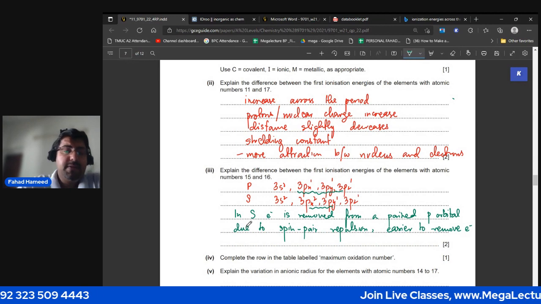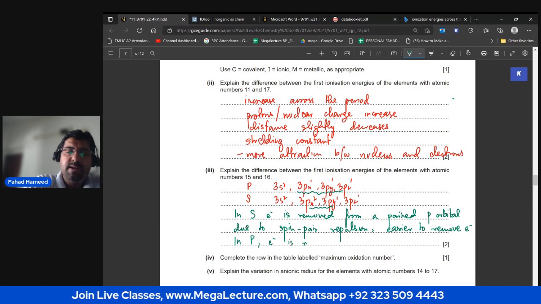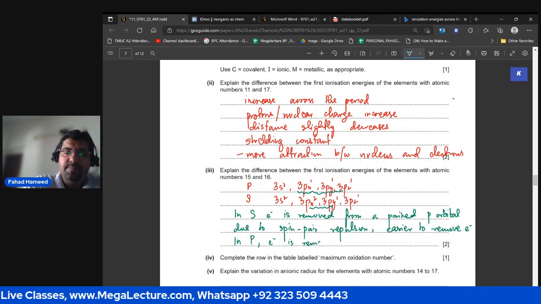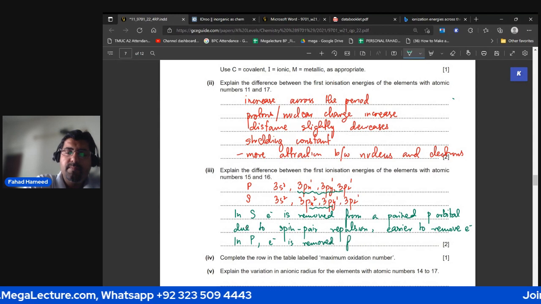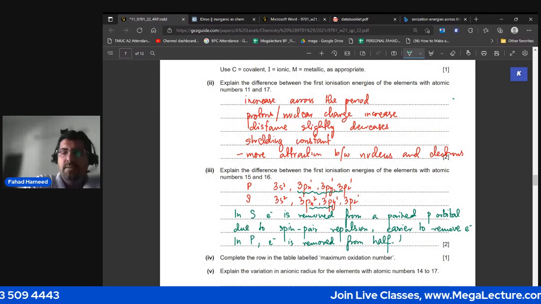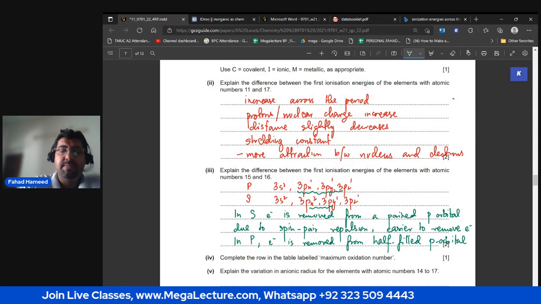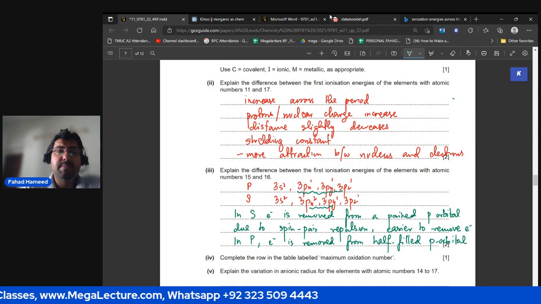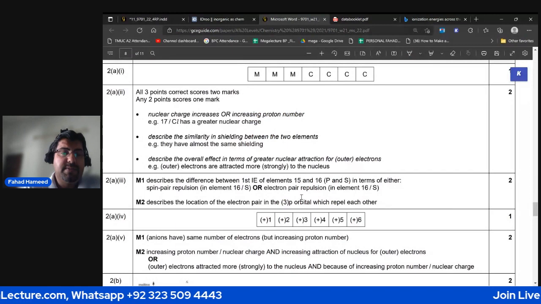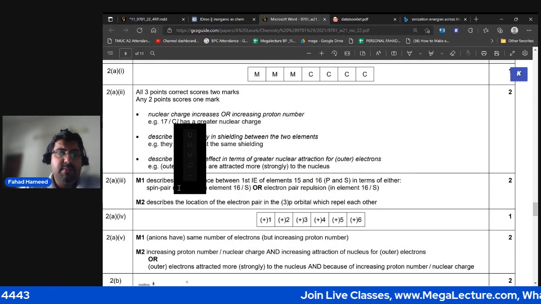While in the other one, in phosphorus, you're going to quote the phosphorus one as well. So in phosphorus, on the other hand, the electron is removed from a half-filled p orbital, and there is no spin pair repulsion. You should quote that as well. No spin pair repulsion for that. So spin pair repulsion, that's 1 mark.